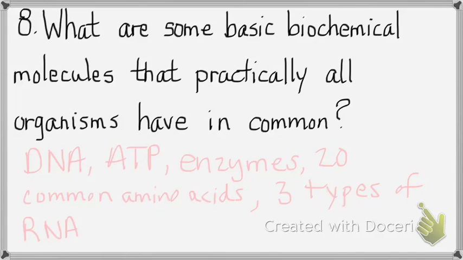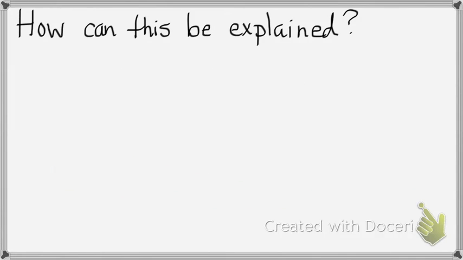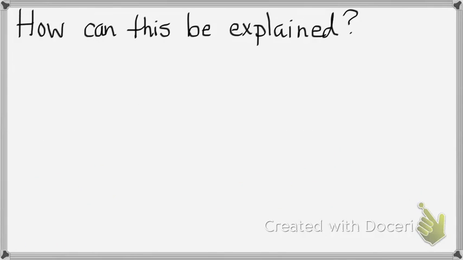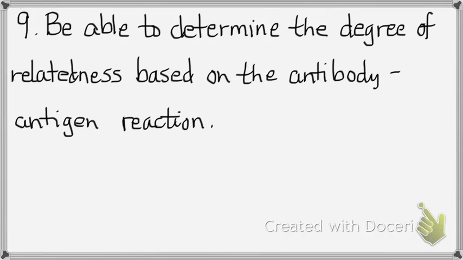But okay, on this first part of number 8, how can this be explained? How can you explain that all cells have all of these chemicals and use them in the same way? How come bacteria have the same kind of DNA I do? Common ancestry. Good. All life has common ancestry.